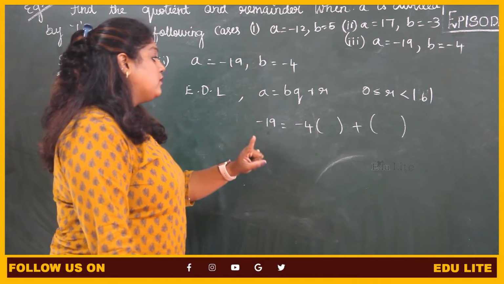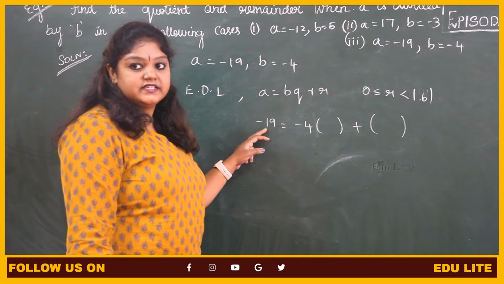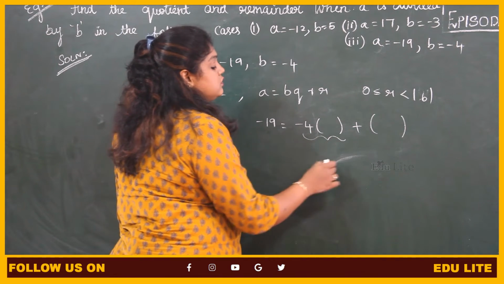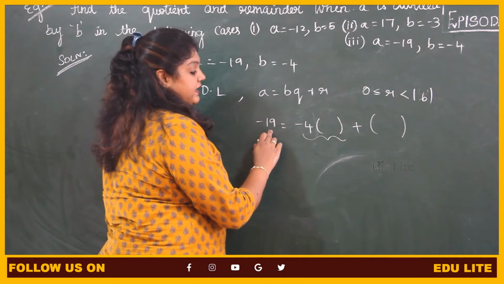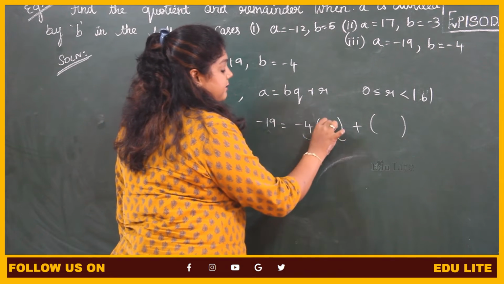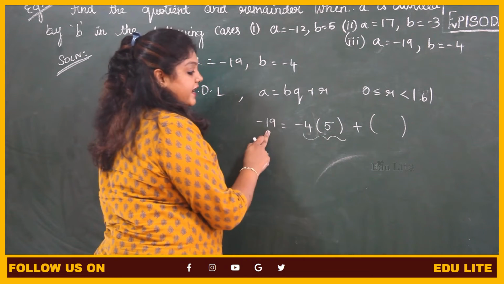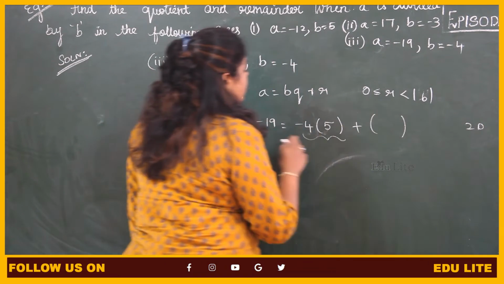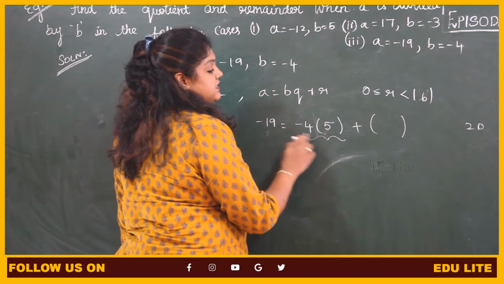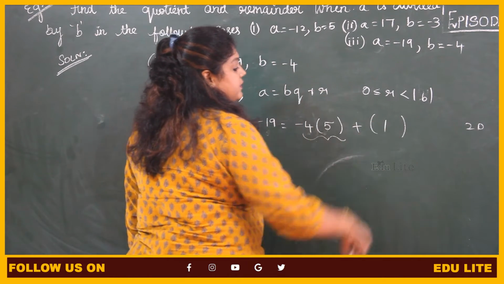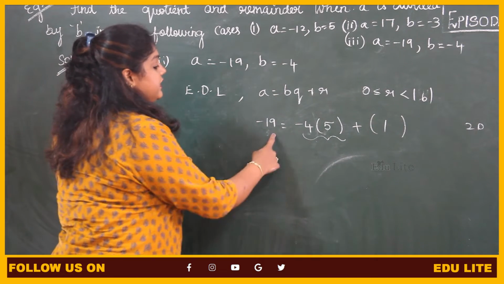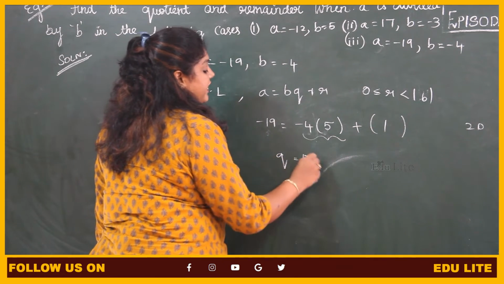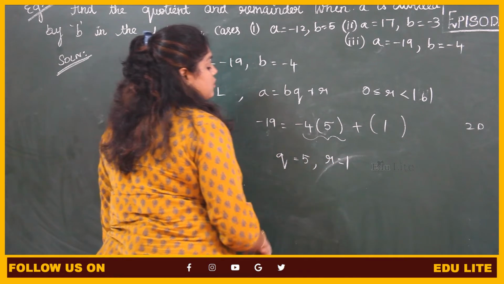Also, as I told you, if the dividend is negative, the product of these two terms must be greater than 19 in magnitude. So I should choose 5, because 5 4s are 20, which is greater than 19. What is the difference between 19 and 20? There is only one, which will be the remainder. So in this problem, Q equals 5 and R equals 1.